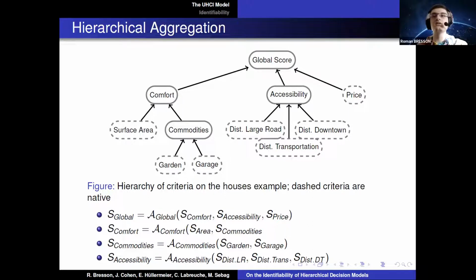And rather than computing a single score instantly from all of these criteria, we'll do that by aggregating successively into smaller subsets of criteria. For instance, the satisfaction on the garden and the garage are aggregated into a satisfaction on the commodities, and the satisfaction on the comfort is deduced by aggregating satisfaction on the surface area and commodities. You can do this successively, as a kind of divide and conquer approach, and have a much more readable model.